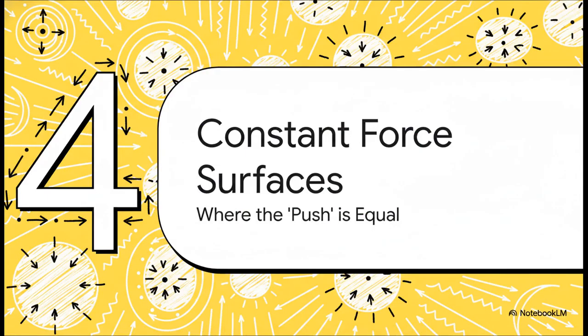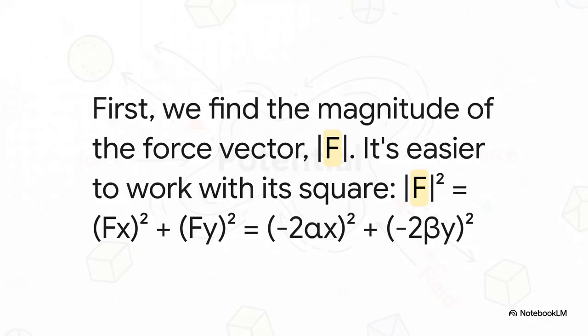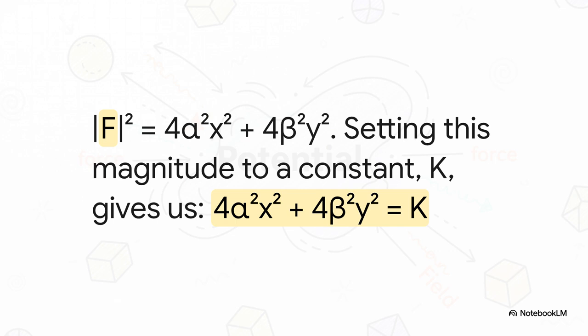All right, time for the final piece of this puzzle. We need to find the surfaces where the magnitude of the force is constant. Now, this is different from constant potential energy. This is all about finding where the push or pull of the field has the same strength everywhere. To figure this out, we first need to get an expression for the magnitude of our force vector. We just use the Pythagorean theorem for this. But here's a pro tip for you. It is almost always easier to work with the magnitude squared, so you can avoid dealing with a messy square root. It just makes the algebra way cleaner. So we square our force components, and we get this expression right here.